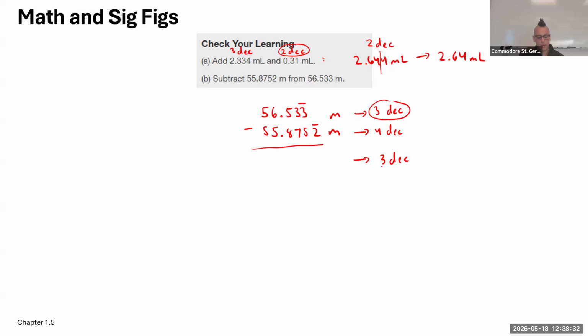56.533 minus 55.8752. I got 0.6578 meters. Now we want 3 decimal places. So I'm going to cut this off at this is 1, 2, 3. Third decimal place, we want to look to see if we round up. So we look here, and it's supposed to be 0.658 meters is our answer.